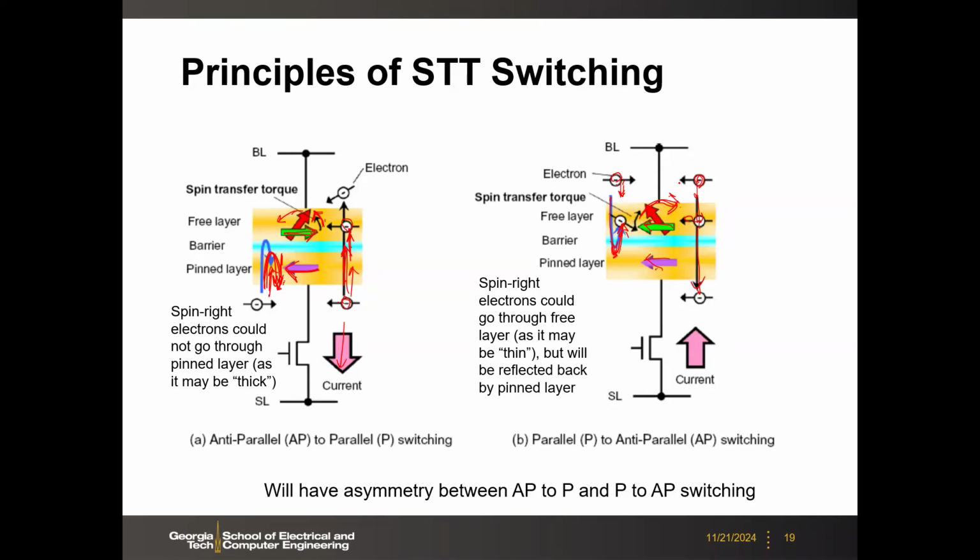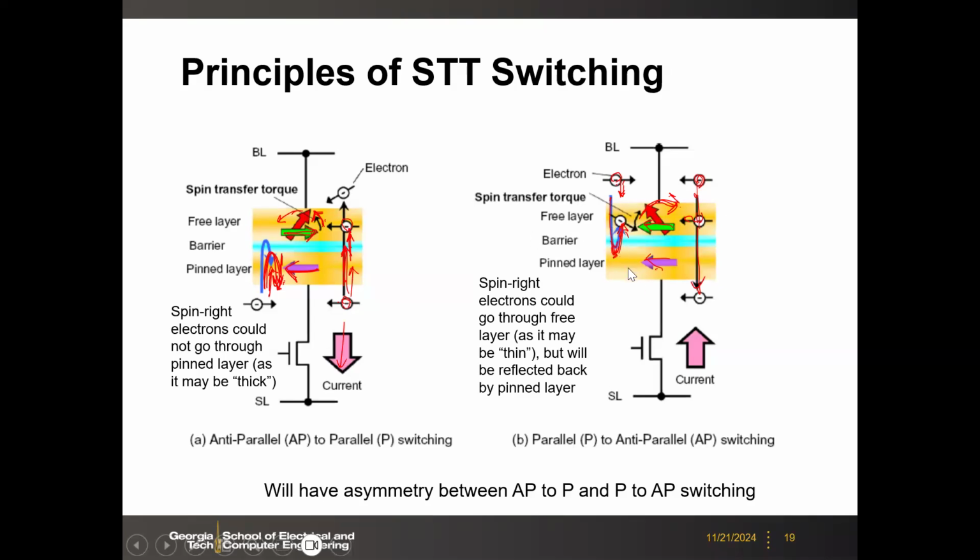So that's the detailed physics here. As you can tell, it's actually not exactly the same. For example, on the right-hand side, this relies on the electrons that are bounced back. So that means there's an asymmetry in the P to AP or AP to P switching. So actually, if you look at the spec of the MTJ, for example, the switching current or the switching time, there's a slight difference between the write 1 and write 0, essentially, because this is not exactly the same.